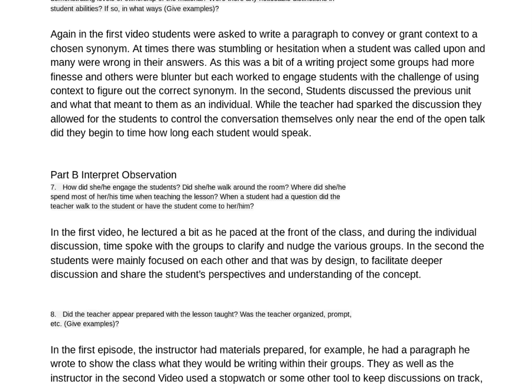In the second, students discussed the previous unit and what it meant to them as an individual. While the teacher sparked the discussion, they allowed the students to control the conversation themselves. Only near the end of the open talk did they begin to time how long each student would speak.